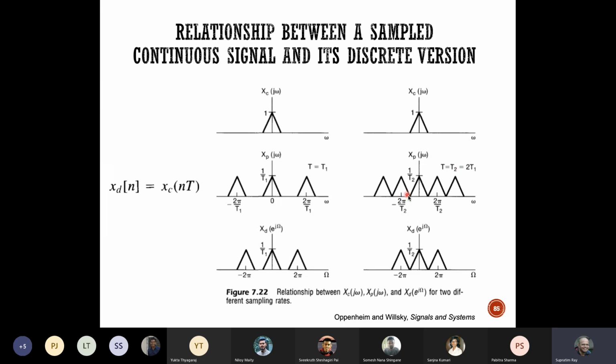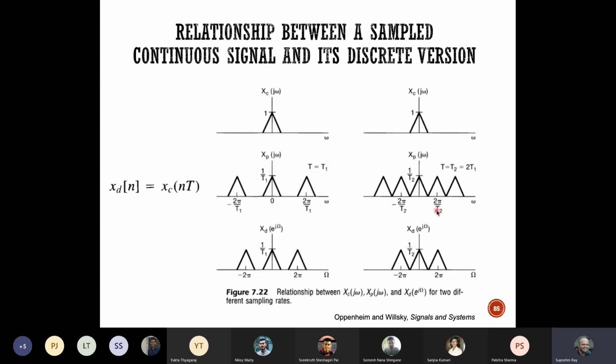Okay, and if you change the sampling rate, these lobes will come close or go far. For example, here I have reduced the sampling rate by increasing the sampling interval. So the lobes have come closer to each other. And in the DTFT, again, it's a conversion of 2 pi by T2 to 2 pi. So I've again lost information about this. This has a period of 2 pi. This has a period of 2 pi by T2.